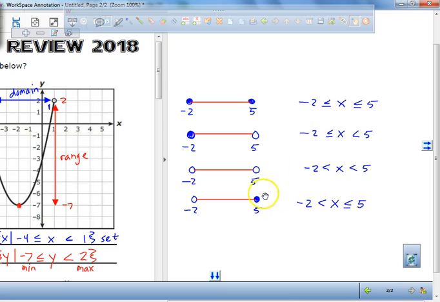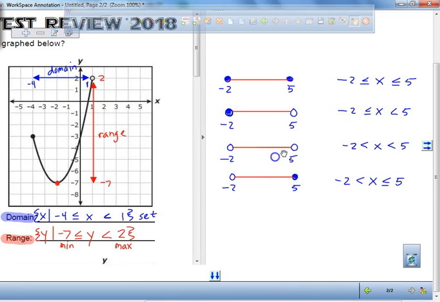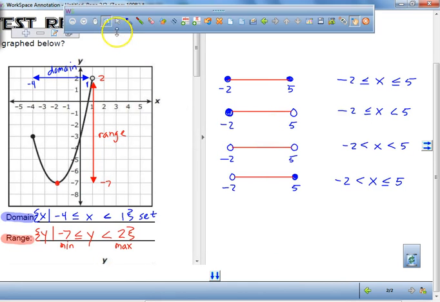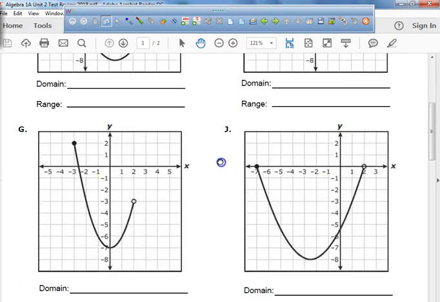All right? So right now, these are all the possible combinations that you can have with the domain. The range is going to either go what? It's going to go up and down. Let's go ahead and do some more practice. It'll make more sense when we do more practice.